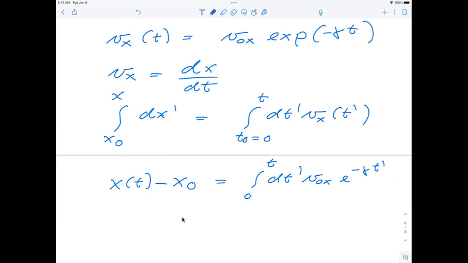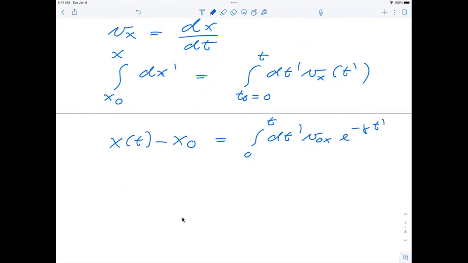And we know that the integral of the exponential simply gives us a new exponential plus some constants. So when I reorder here, what I get now is that x of t is given by x0 plus v0x divided by the constant gamma, and then I get 1 minus e to the minus gamma t.